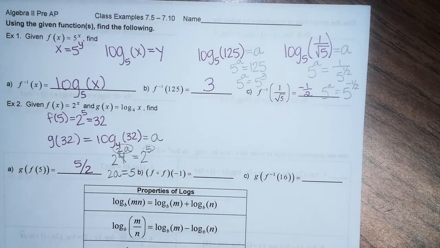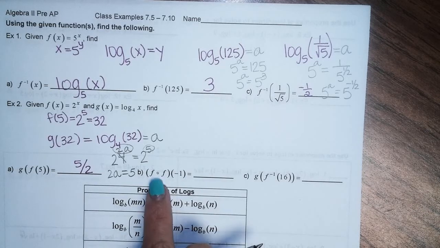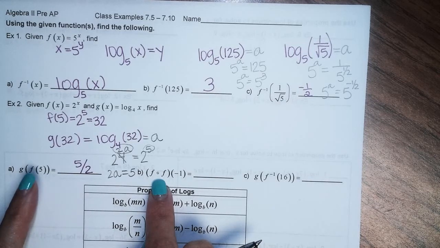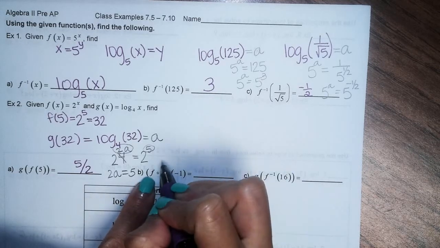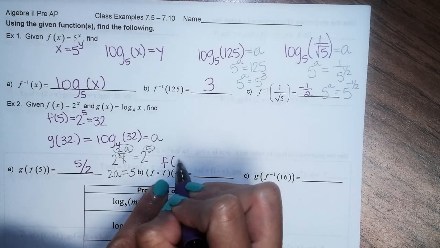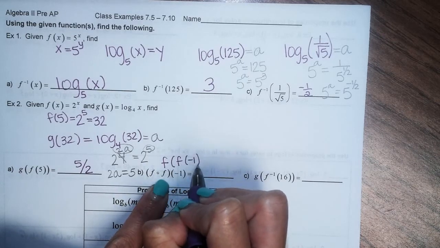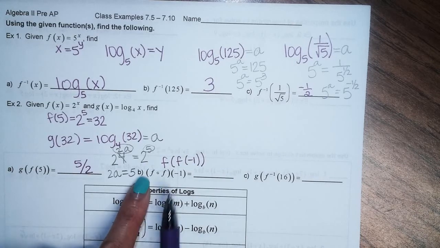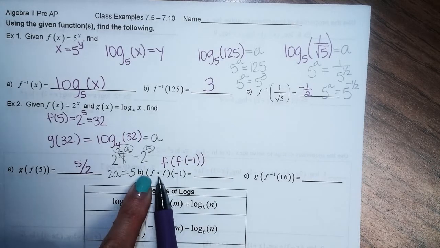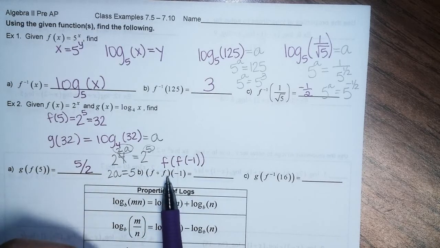Let's keep practicing. Letter B, the open circle there, that's just the same notation as letter A, but it has an open circle. So let me just rewrite letter B as f of negative 1. That's what the little open circle stands for. So you just write f, replace the open circle with parentheses, of f of negative 1.